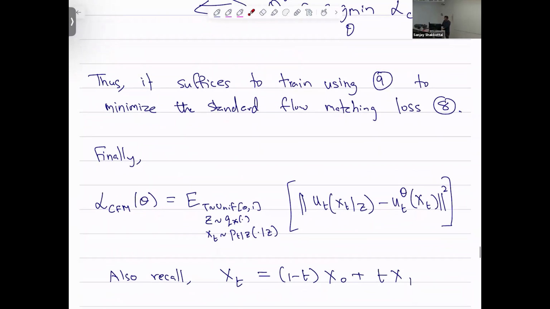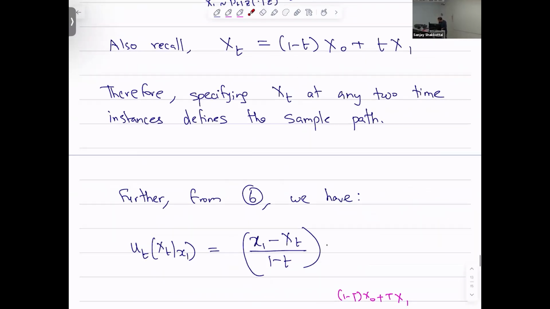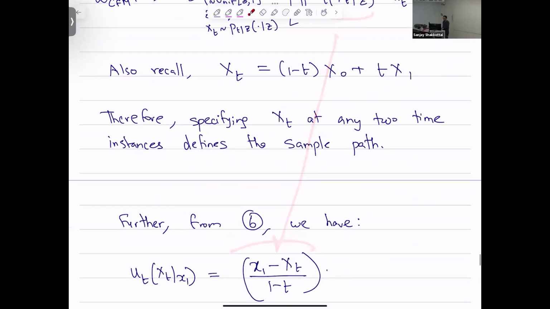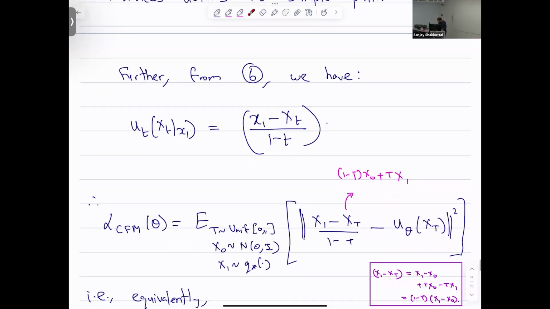now we'll substitute things back in. Look at the conditional flow matching. So you're picking a t, you're picking a terminal point, picking from the conditional distribution. But at any time t, we know that x0 and x1 are in fact specifying, any 2 points in time will specify the whole trajectory, because it's a straight line trajectory, right? So in this case, we'll just substitute u_t is (x1 minus x_t) by (1 minus t). And now what is x_t? x_t can be written in terms of x0 and x1. It's (1 minus t) x0.